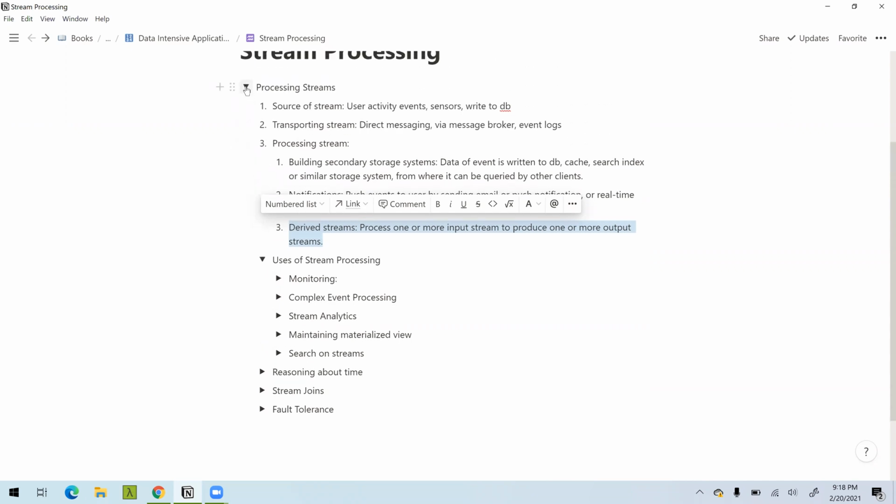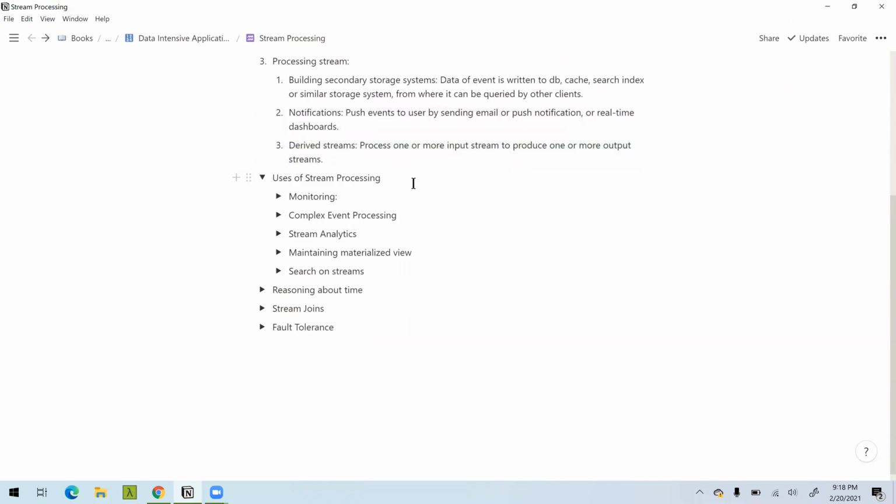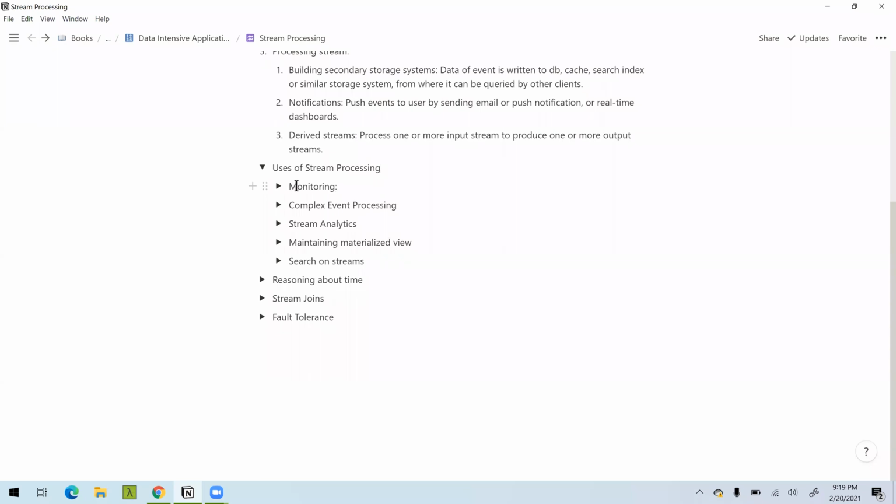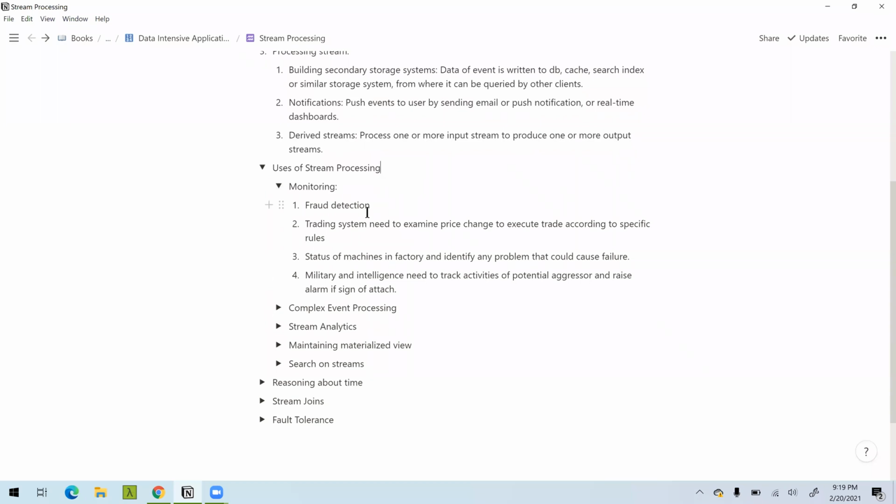So now let's move to this section on uses of stream processing. One of the very important uses of stream processing is monitoring, right? So basically, let's say you have a stream of credit card transactions and you want to detect any fraud, right? So basically, you want to detect whether this transaction seems to be a fraudulent transaction. Then you will be processing the streams continuously and monitoring for fraud, right?